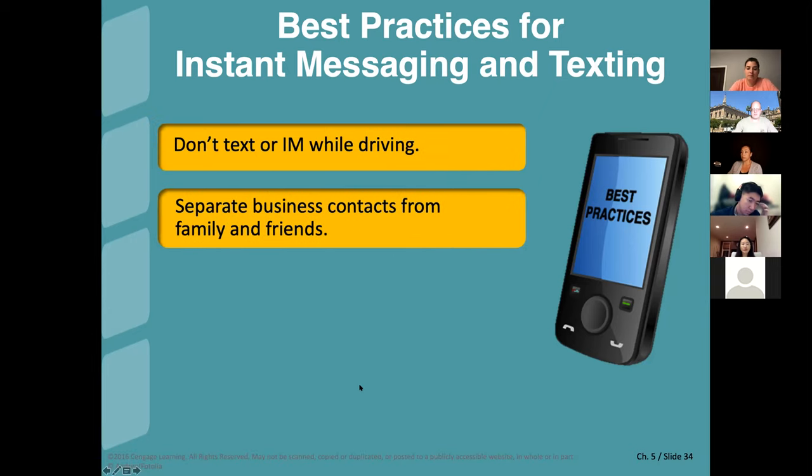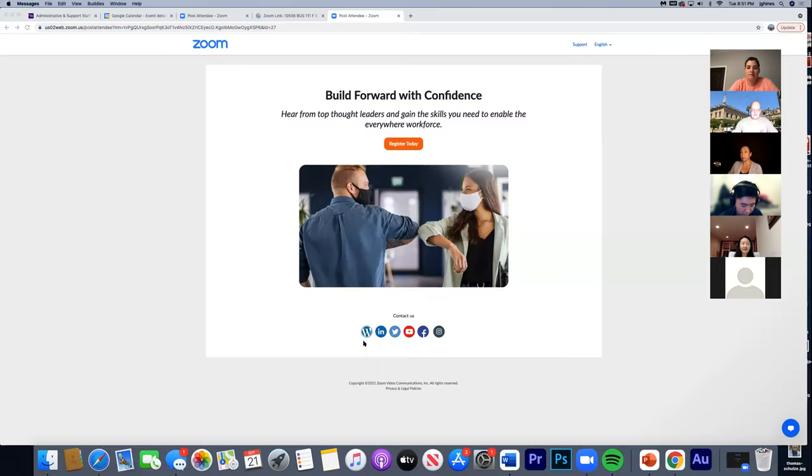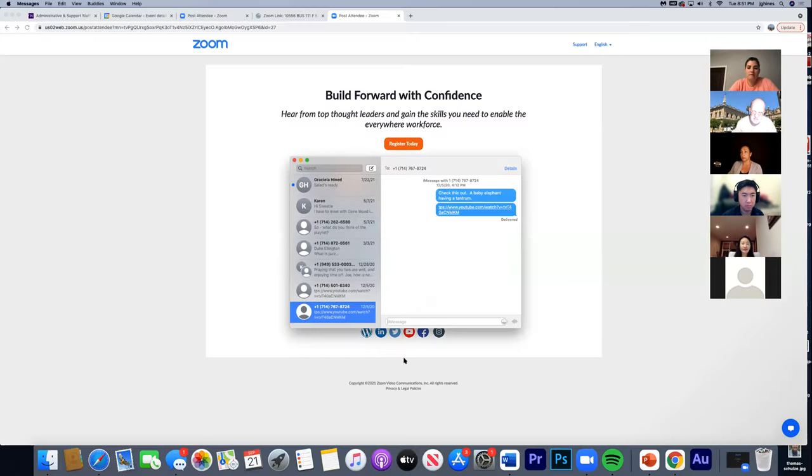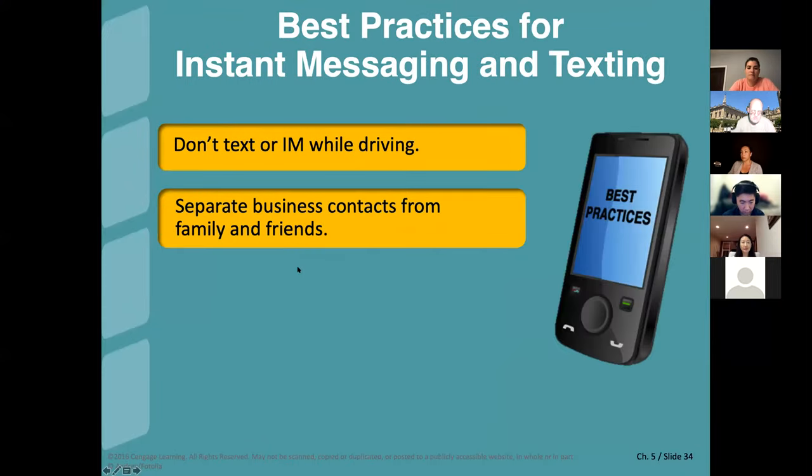Okay, don't text while driving. That's about the same thing as saying, don't drive at high speed into a brick wall. Right? Separate your business contacts from your personal ones. Make sure that you don't have personal contacts on your company phone. That's what that means. Having stuff like that on your phone is probably a violation of your company's rules not to use the phone for personal reasons. And by having those contacts there, you're basically admitting that that's what you're doing.